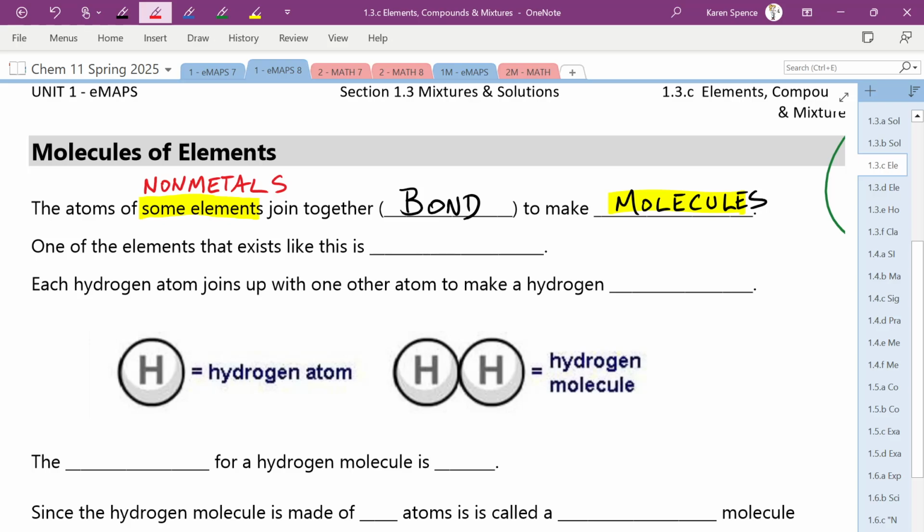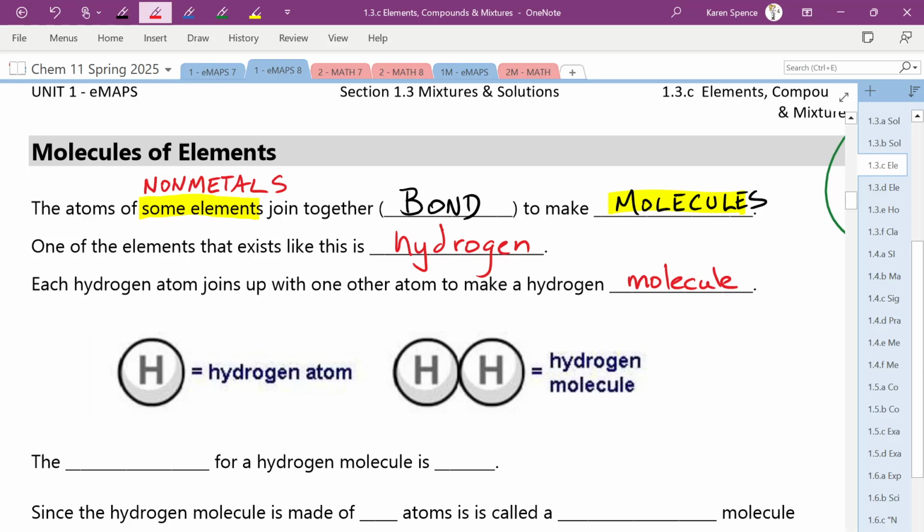One of the elements that exists like this is hydrogen. Each hydrogen atom joins up with another hydrogen atom to form a hydrogen molecule. Now, why the heck does it bother to do this? Why does it not just float around as an H?